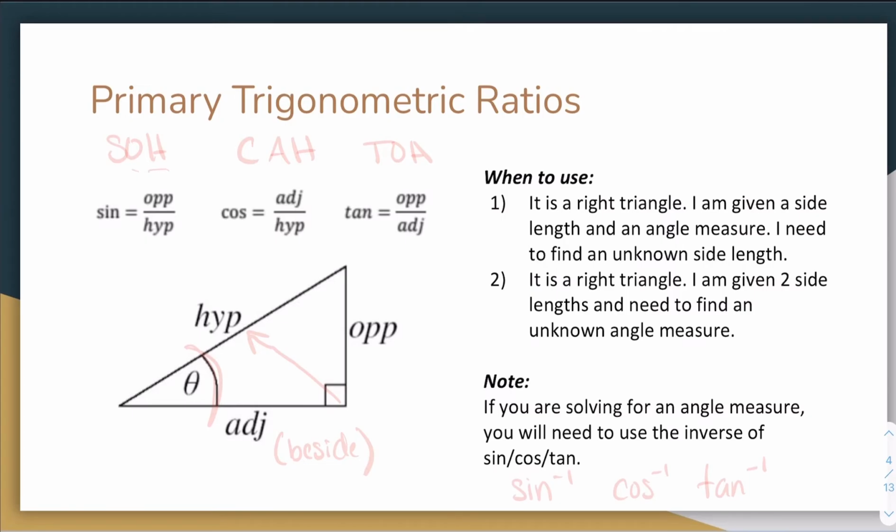Next, we have primary trigonometric ratios. This is another method for solving right triangles. We use this when it is a right triangle, I am given a side length and an angle measure, and I need to find an unknown side length. Or it is a right triangle, I am given two side lengths and need to find an unknown angle measure. Note, if you're solving for an angle measure, you will need to use the inverse of sine, cos, and tan. You can find these on your calculator by pressing the second function button.